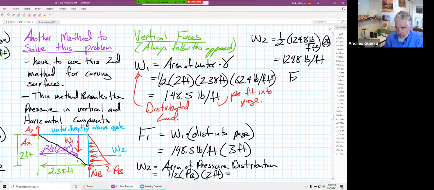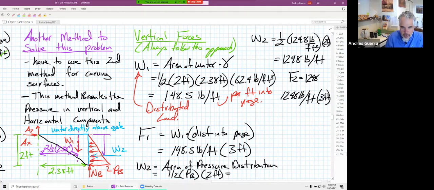And then we can find F2, which would be 124.8 pounds per foot times 3 feet. And so now we know where F1 is, we know where F2 is. And so F2 measured from A would be at 2/3 times 2 feet.